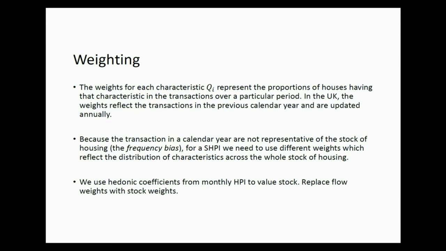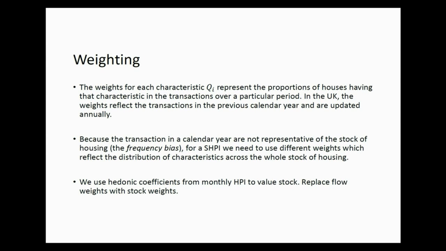Now, what about the weighting? And here's really the key point. The weights for each characteristic in the current HPI represent the proportions of houses having that characteristic in the transactions data over a particular period. So in the UK, the weights are derived from the previous year's transactions and applied to the subsequent year's transactions. It varies internationally.